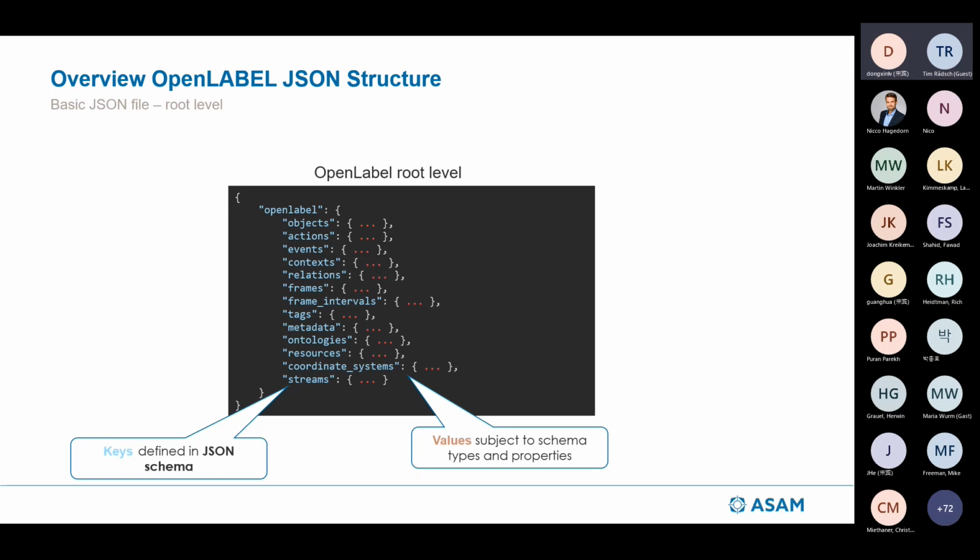There will also be frames and frame intervals, which define the temporal dimensions of the annotations, and a rest of other things such as streams, coordinate systems, resources, and ontologies, which help to link data all together. Last but not least, we also have the element tags, as explained by my colleagues, and also in next presentations, we will see that there is an entire branch of OpenLABEL devoted to labeling, let's say, tagging scenario files.